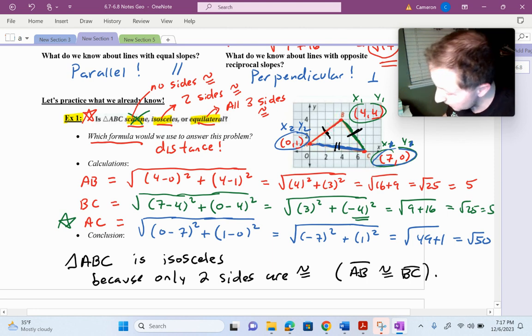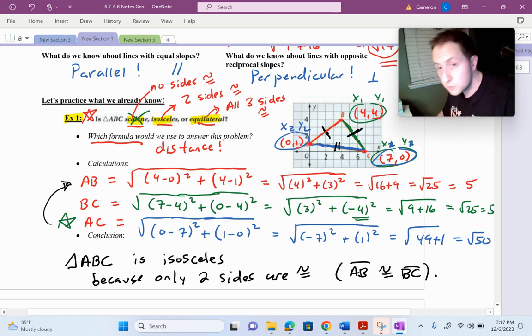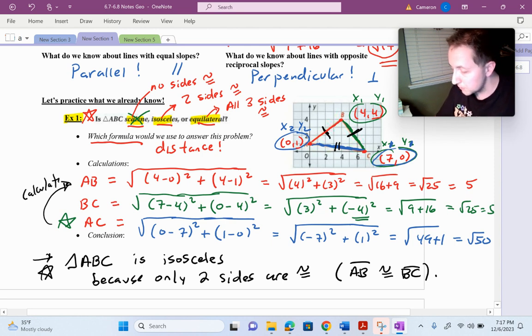Okay. And I backed it up with calculations. And this is an example of what's called the coordinate proof, is we're using calculations to support our claim that we make at the bottom. I'm still using some words, you'll notice, right? I'm still explaining my answer at the bottom, but I'm backing it up with calculations. So this is a good one to kind of get us started.